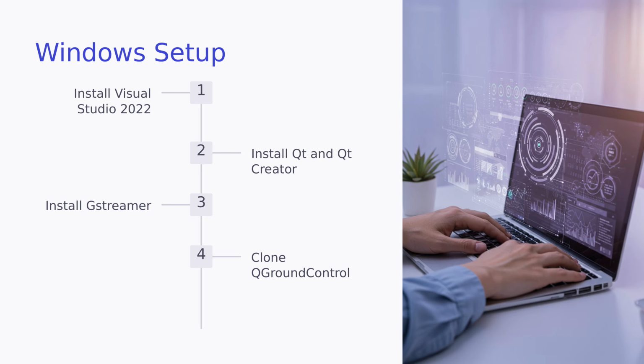Here's a quick guide to getting our environment set up on Windows. Install the Community Edition of Visual Studio 2022. Install Qt and Qt Creator. Install GStreamer for the video. And finally, clone the QGroundControl repository so we can start to make our changes.